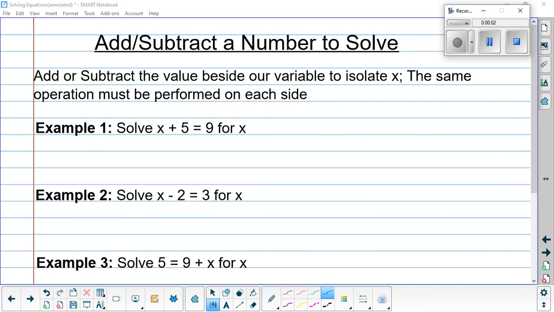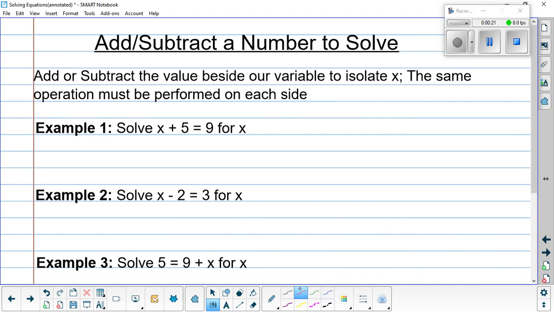Hey, welcome. Today we're looking at solving one-step equations with addition and subtraction. We must add or subtract the number beside our variable to isolate x. This idea of isolating x, we're going to keep going with. This same operation must be performed on each side.